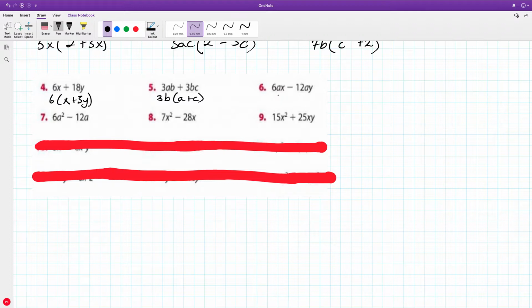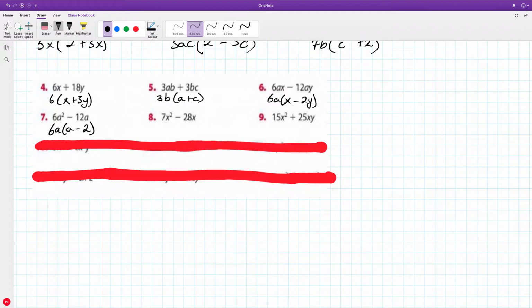What does 6ax and minus 12ay have in common, Grace? 6? a. They both have an a in it. Alright. And then what's left in my bracket then? x and 2y. Good stuff. Julianne, 6a squared minus 12a. 6a, good stuff. What to multiply then in the brackets? a minus 2. Brilliant. Great.